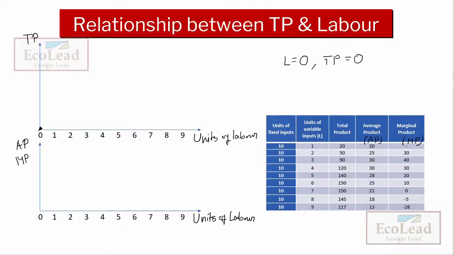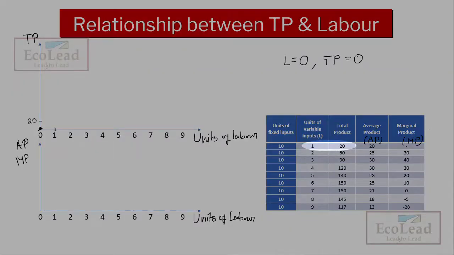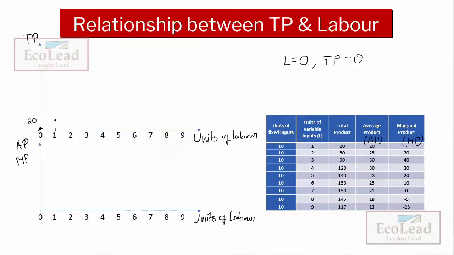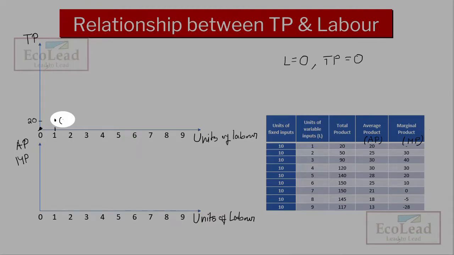Now let us check when the labor unit is 1, meaning the first unit of labor we have engaged. How much is the amount of total product? So just imagine this is the units 20. So here this is the point, this is the amount of output. Let me write the coordinate. The value of x is 1 and the value of the y axis variable is 20. So the coordinate of this point is 1 comma 20. This is the amount of output that has been produced by the first unit of labor.